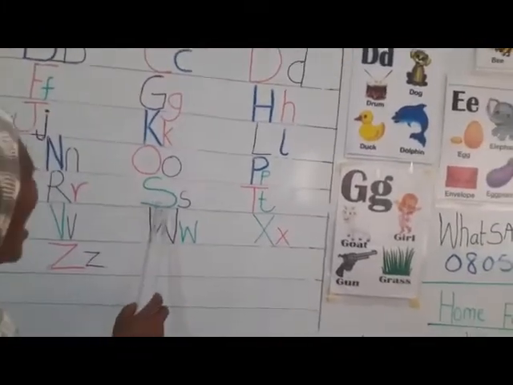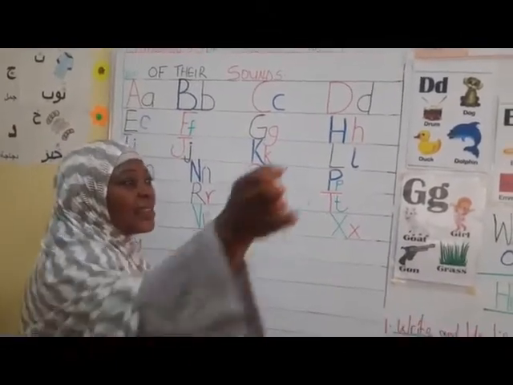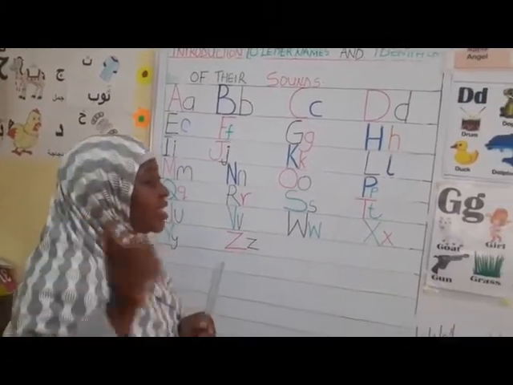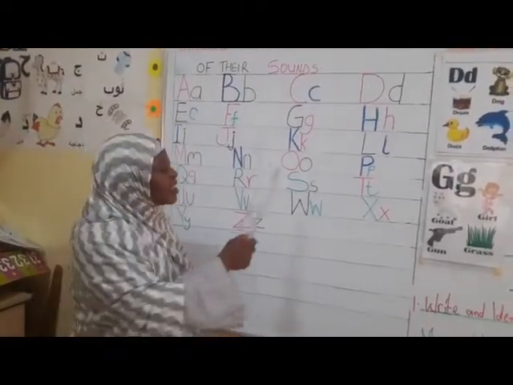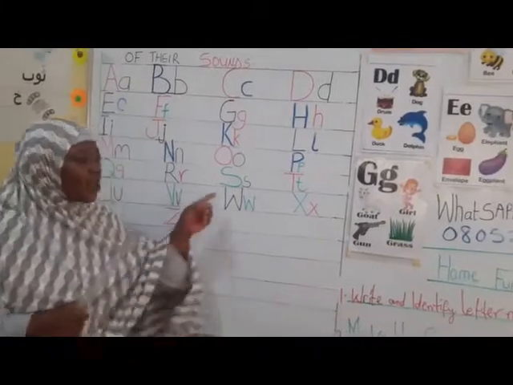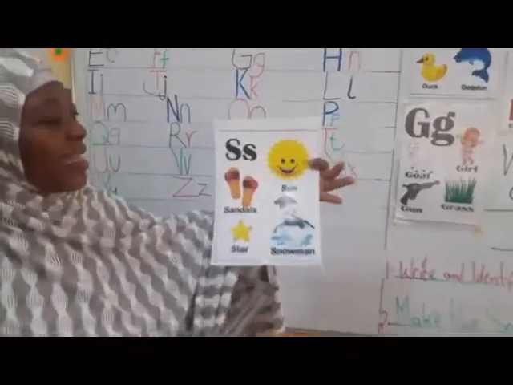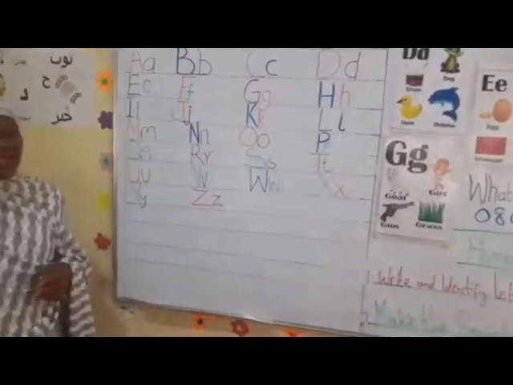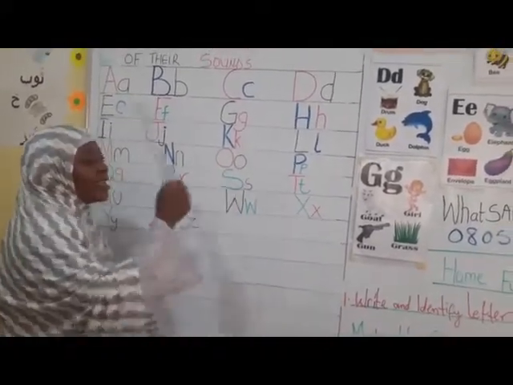You have what? Letter S. What's the sound of letter S? S. Do you remember that sound? The snake is in the grass. Good. So you have letter S and as in sun, as in star, as in snowman. Good, mashallah for you all. Let's go to the next letter. The next letter is what? Letter T. And it sounds what?